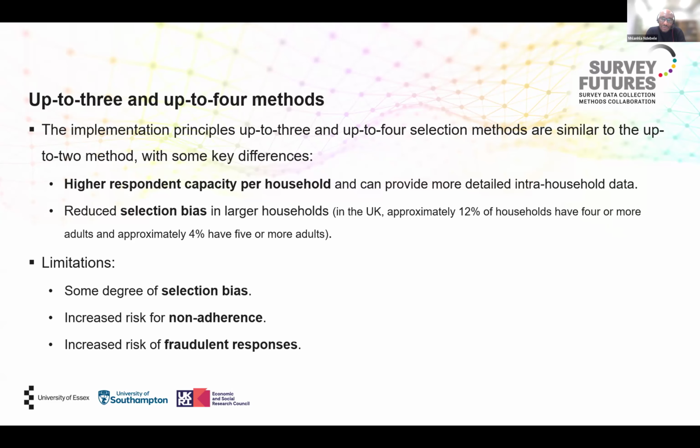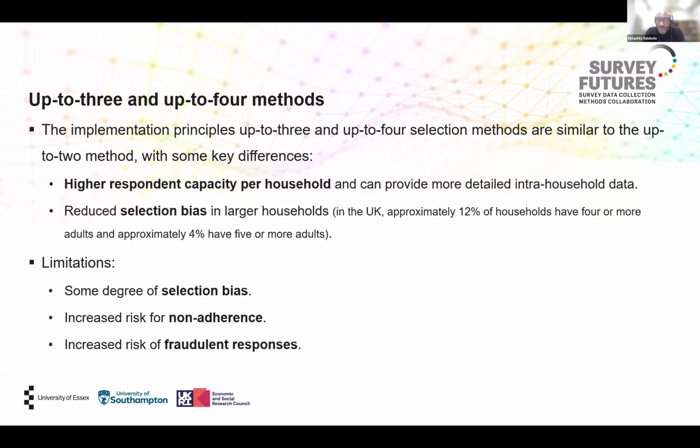And as we've noticed before in the previous presentations, the more people you request to participate from a household, the less selection bias results from that. Of course, as we've seen, we're not asking everyone from the household to participate. It's just a selection of people. So it's 3 out of however many people are in the household. So there is still going to be some degree of selection bias within that.